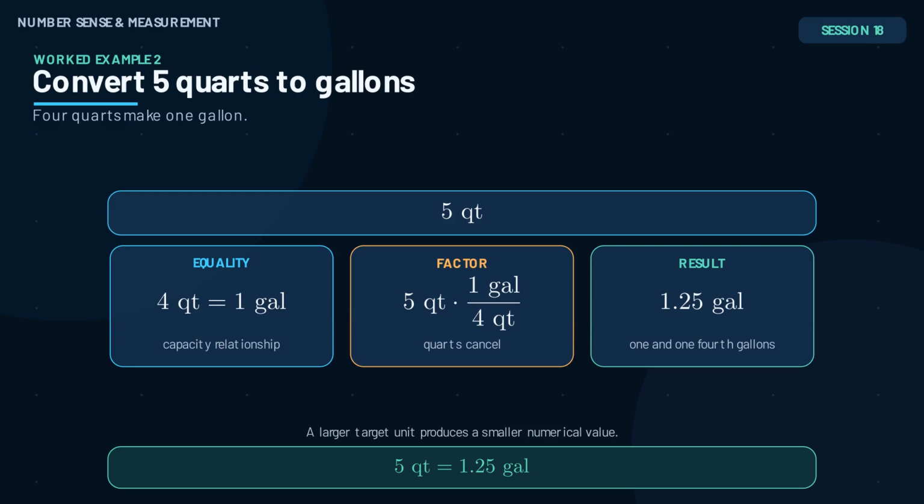Convert 5 quarts to gallons. 4 quarts equal 1 gallon. Multiply 5 quarts by 1 gallon per 4 quarts. The quart unit cancels, leaving 5/4 gallons, or 1.25 gallons. The numerical value decreases because gallons are larger than quarts.